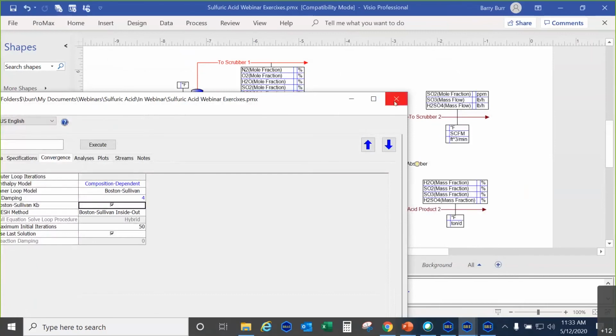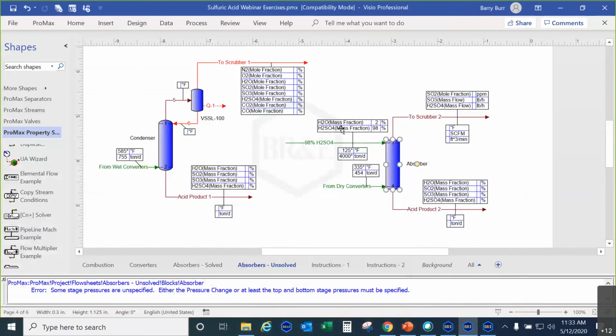Many years ago when I started here, the Boston Brit was more effective at most columns, but they've been making changes to how the column algorithms work, and it seems like composition dependent works a lot better more often now.